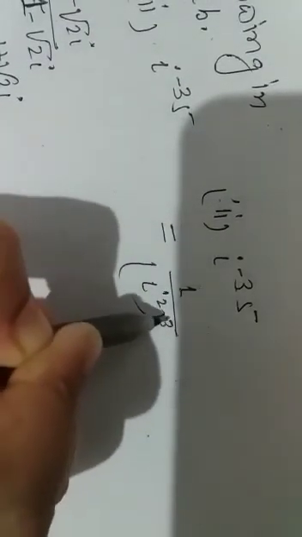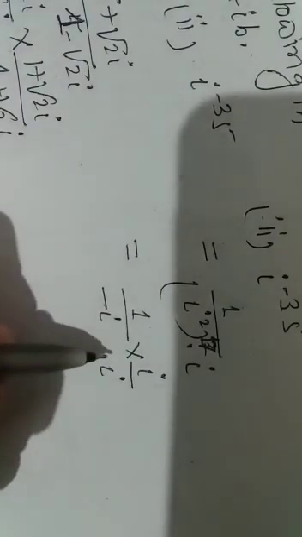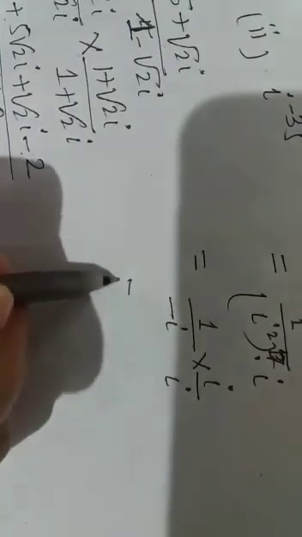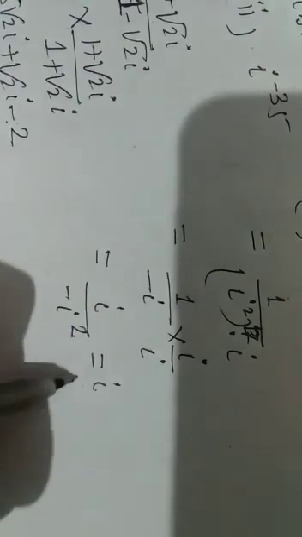Similarly, our next question is i to the power minus 35. So how will we write this? This can be written as 1 by i square to the power 17, into i. Now this one is very easy. This is 1 by minus i, since i square is minus 1, and this becomes minus i into i by i. So this equals i by minus i square. I square is minus 1, plus 1. So this becomes i.